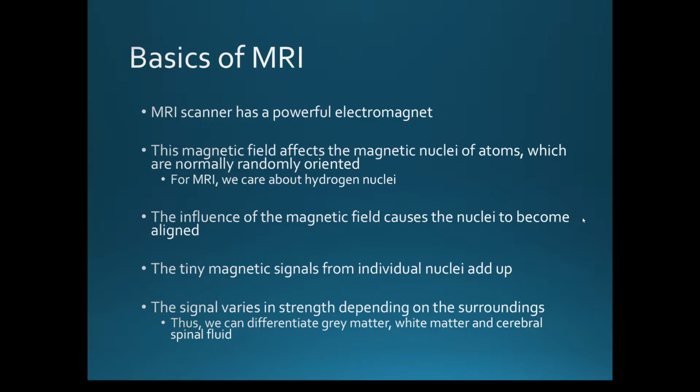So MRI is really what it sounds like. This is magnetic resonance imaging, so it's using strong magnets, this electromagnet. The MRI is a cylindrical tube, and that houses this really strong electromagnet. The magnetic field inside the scanner affects the magnetic nuclei of atoms, and this is a repeat of that video.